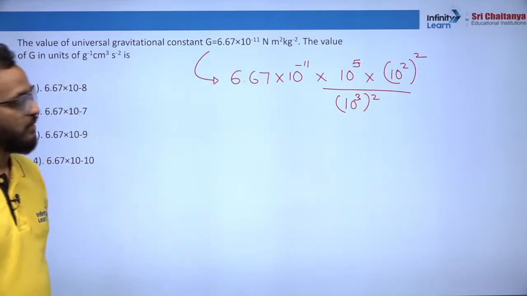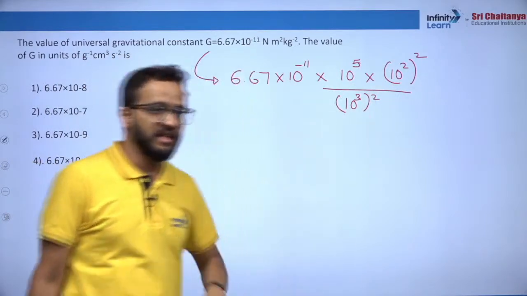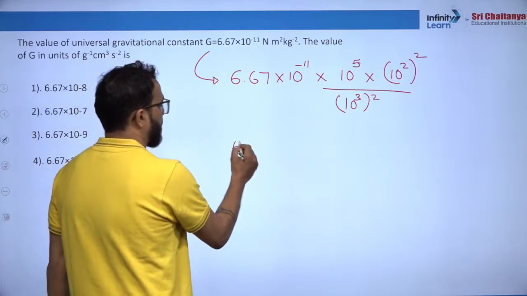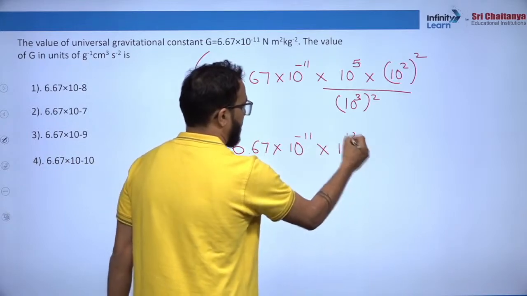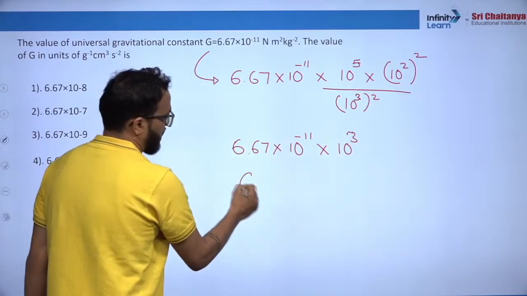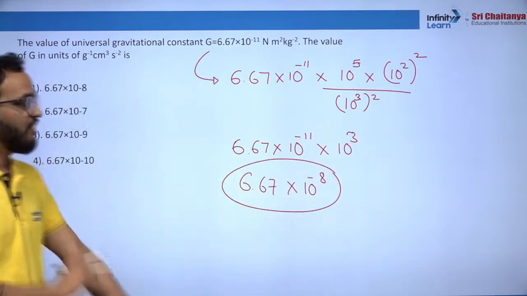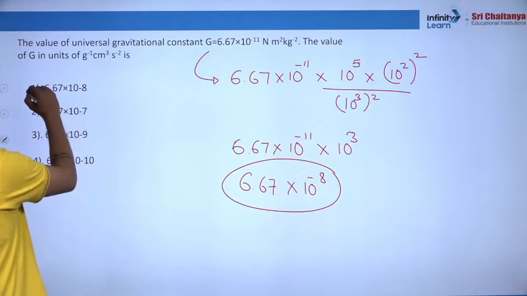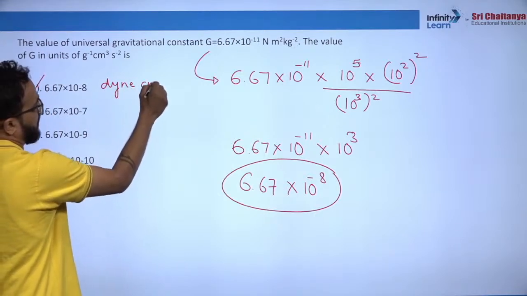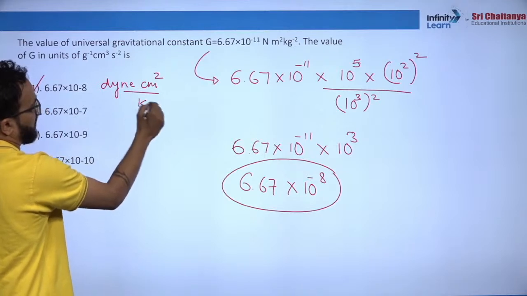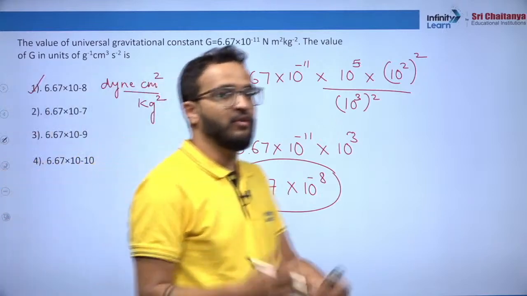10 to the power 5 into 10 to the power 4, that is 10 to the power 9, upon 10 to the power 6. So 10 to the power 3 will be left. So you will say 6.67 into 10 to the power minus 11 into 10 to the power 3. So the answer will be 6.67 into 10 to the power minus 8. Everything will be in CGS system. What will be the answer? First option, it will be dyne centimeter square per kg square. This is what your answer is going to be. Understood everyone? Okay, let's move on to the next question.